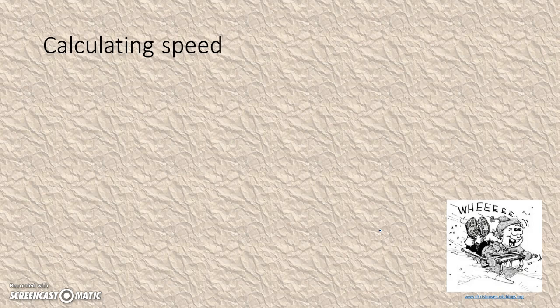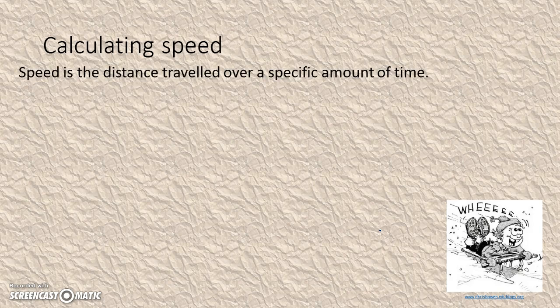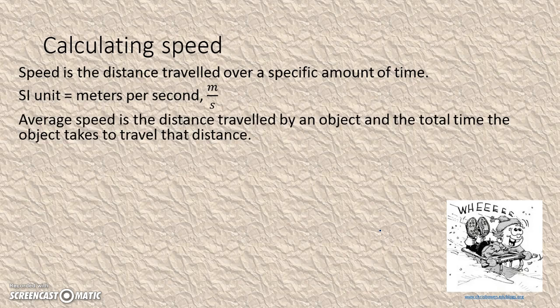When you calculate speed, speed is the distance traveled over a specific amount of time. So it's distance over time. The SI unit, or the accepted unit, for speed is meters per second, or little m over little s. And the average speed is the distance traveled by an object and the total time the object takes to travel that distance.